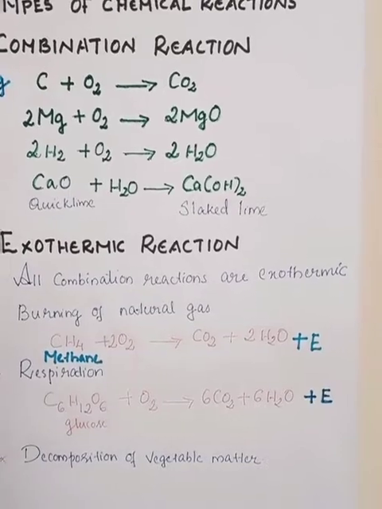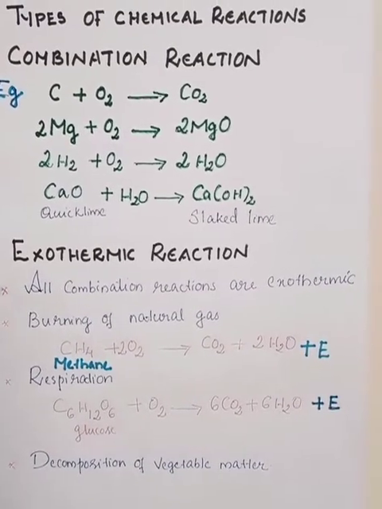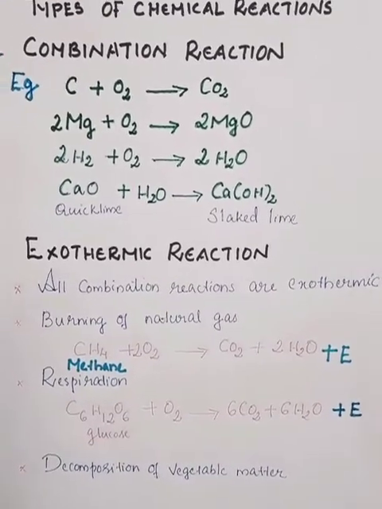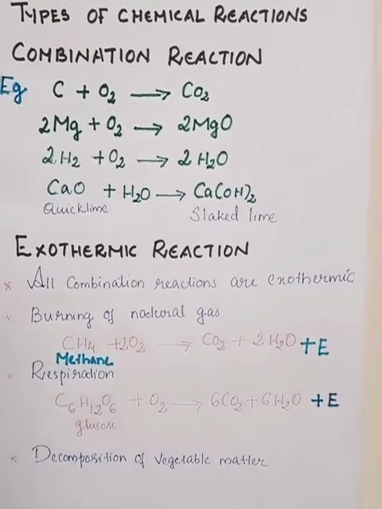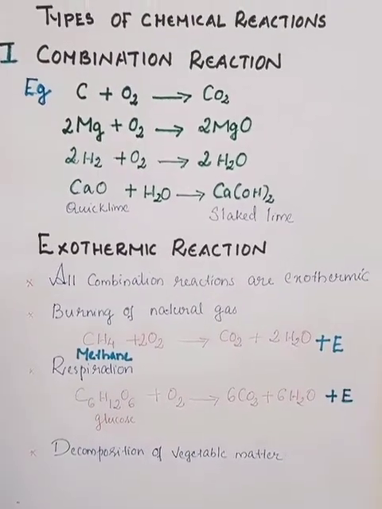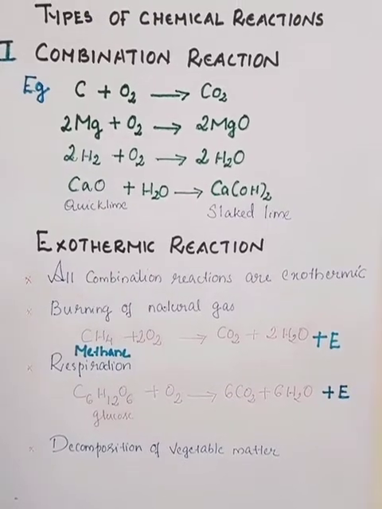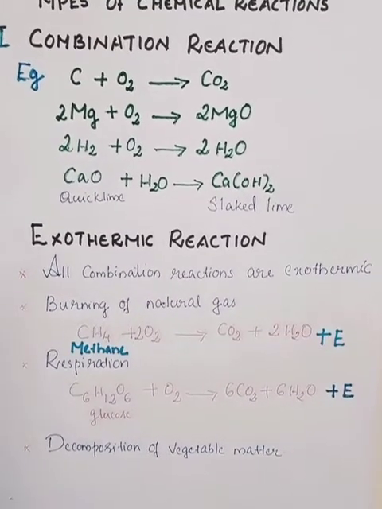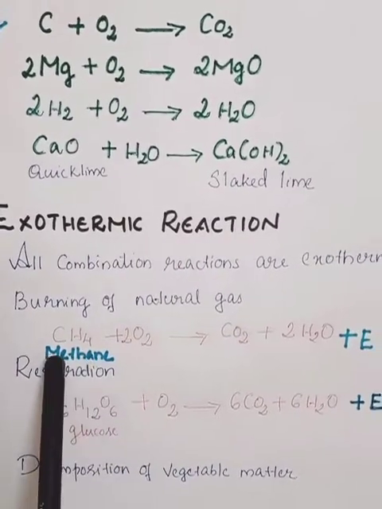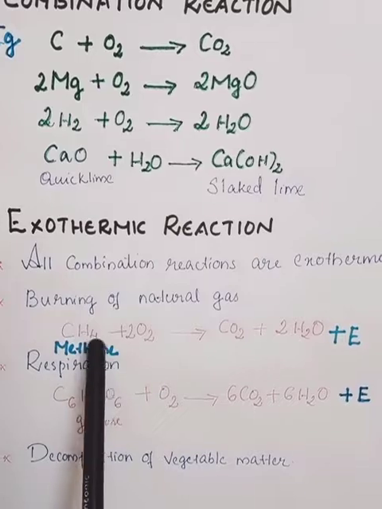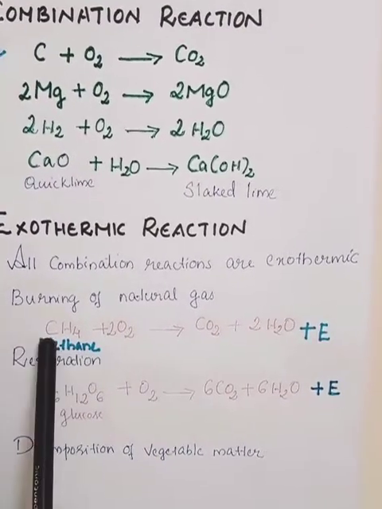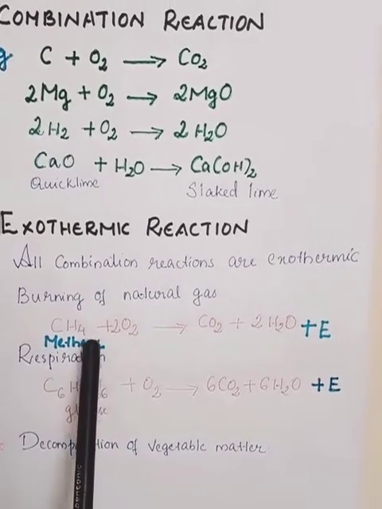Not only combination reactions, there are many other chemical reactions which are exothermic in nature. Let us see what the other exothermic reactions are. For example, burning of natural gas. Natural gas you have already studied in your 8th standard. What is the main constituent of natural gas? Methane. The main constituent of natural gas is methane, represented as CH4.